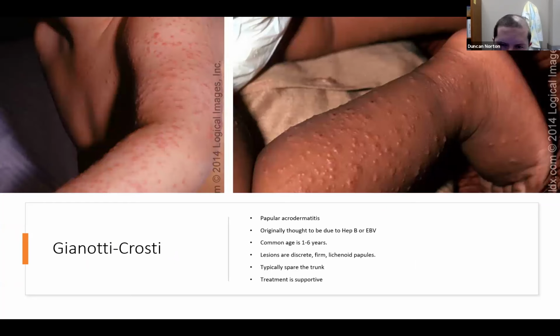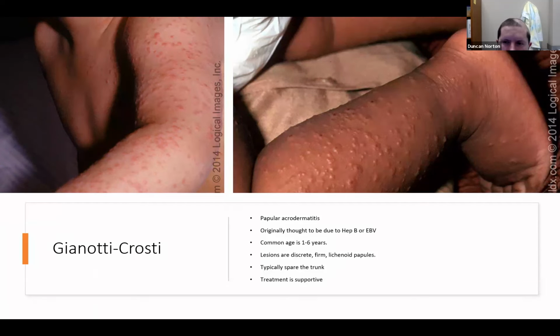Next is Gianotti-Crosti. This is a papular acrodermatitis. When it was first discovered, it was associated with hepatitis B, but that has now been debunked. Just about any virus can do it. A lot of people think it's due to EBV as well. It's common in 1 to 6 year olds. These are very discrete, firm, lichenified papules. They typically are in an acral distribution. They don't typically involve the trunk.